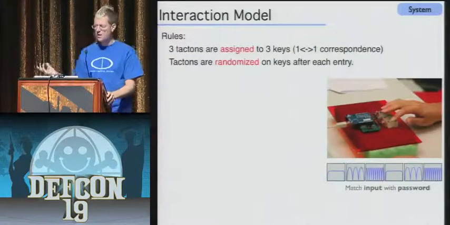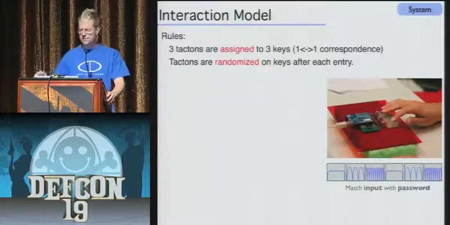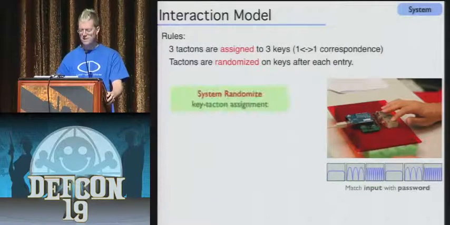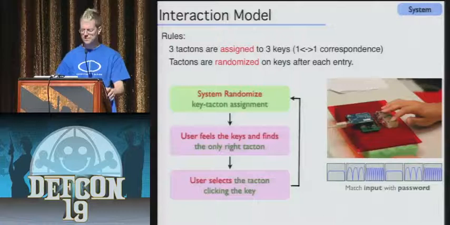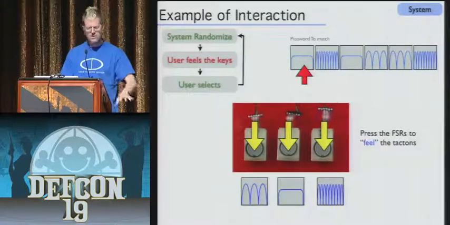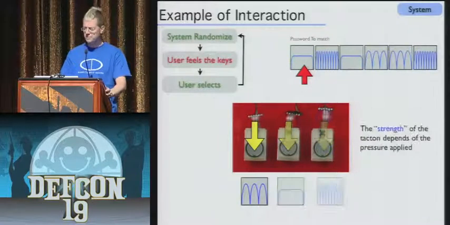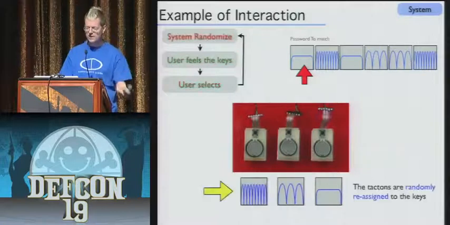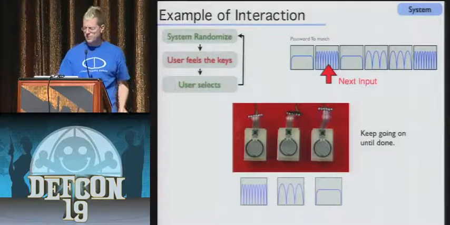So how it works is the three tactons are always assigned to the three keys with a one-to-one correspondence, but in a random order. So even if someone sees the way your fingers move, they can't do a replay attack. You feel all three keys, and you select the one that corresponds to the right tacton in your password, and then click the key. Repeat for as long as the password goes. Press down, so it won't do it if your fingers aren't on the keys, so you're obscuring the vibrational elements. Feel the three tactons, select the right one, and then they get randomly reassigned, and you go along through the stages of the password.